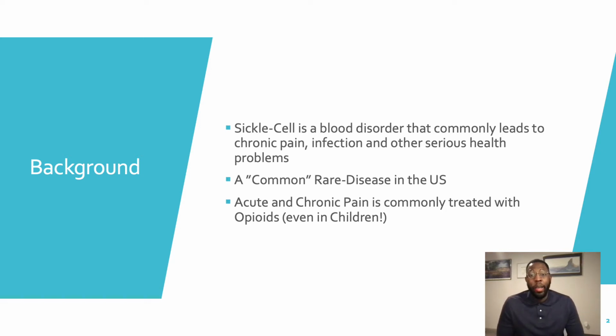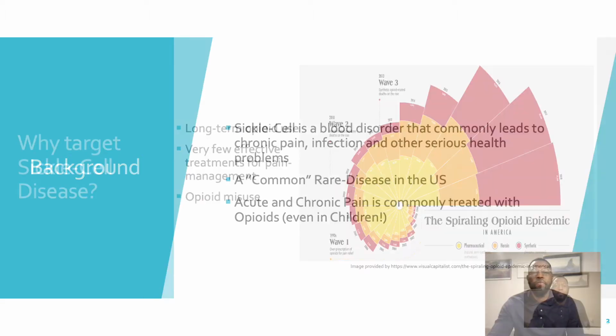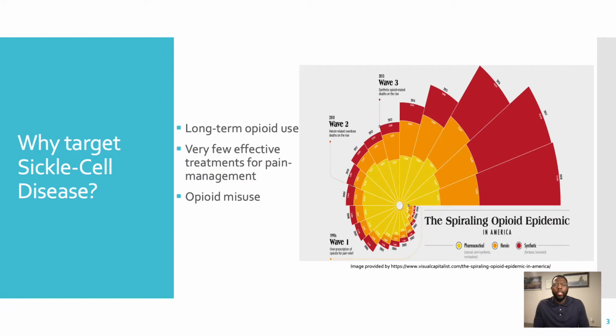So it is a rare disease in the US, but is amongst one of the most common rare diseases in the US. So although it is rare, it is very common amongst the rare diseases. And as I just stated before, acute and chronic pain is commonly treated with opioids, especially within the sickle cell disease population. Long-term opioid use is one of the main issues with sickle cell disease.